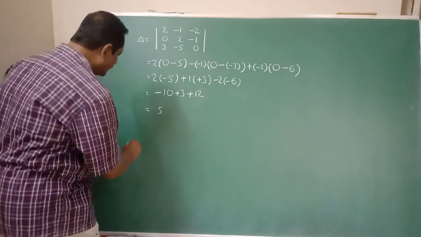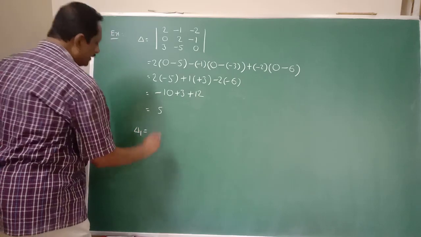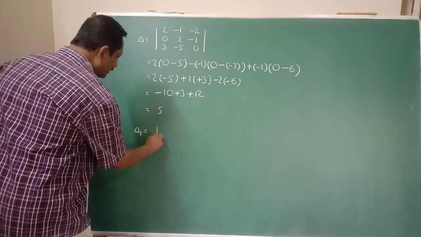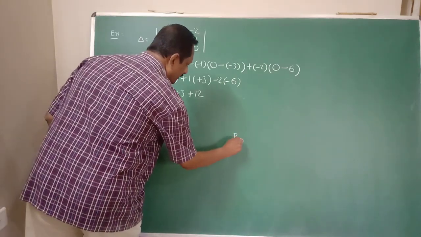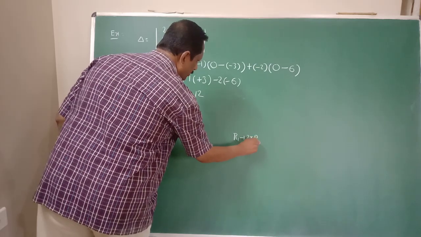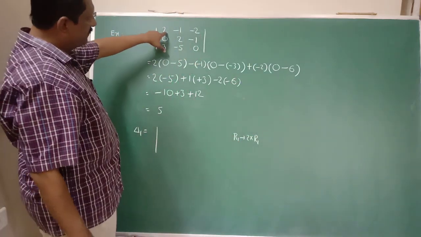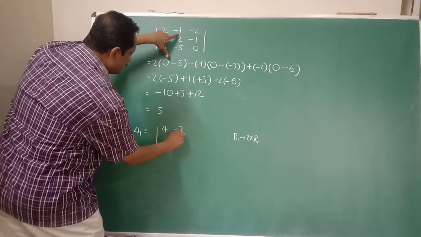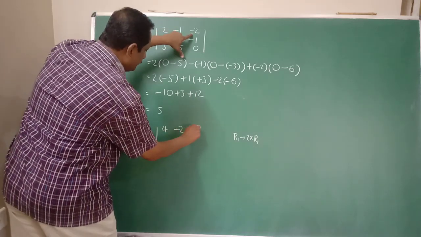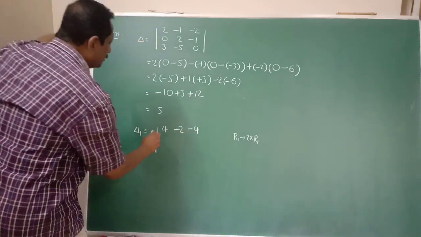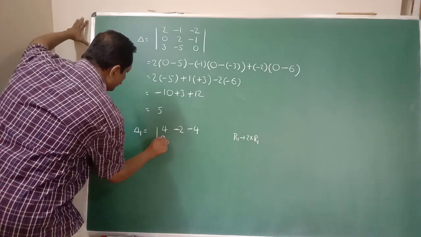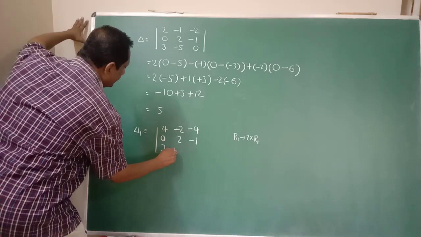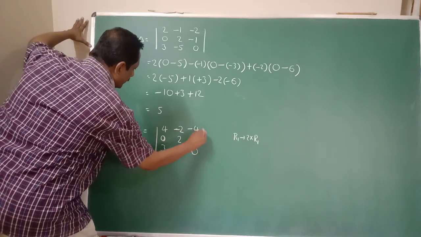Now I am taking delta 1 here. Multiply the first row by the constant 2. So R1 becomes 2 into R1. I am multiplying the first row by the constant 2: 2 2s are 4, then minus 2, and 2 2s are 4, so minus 4. The other two rows keep as they are: 0, 2, minus 1, then 3, minus 5, 0.